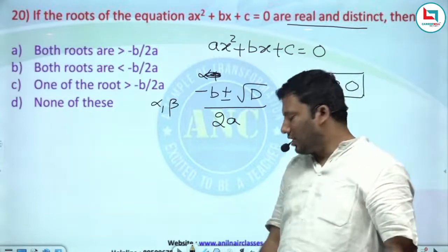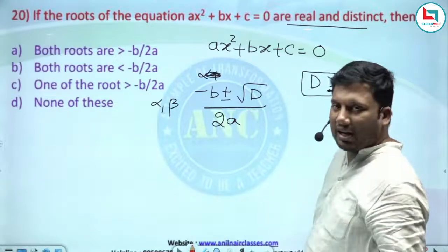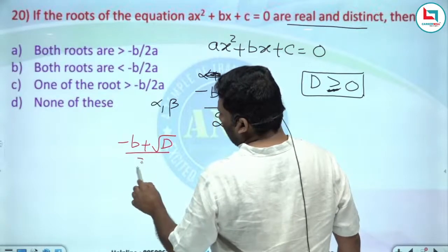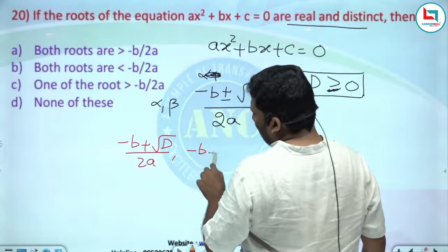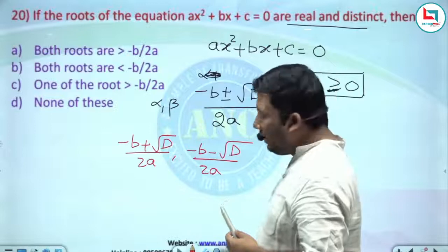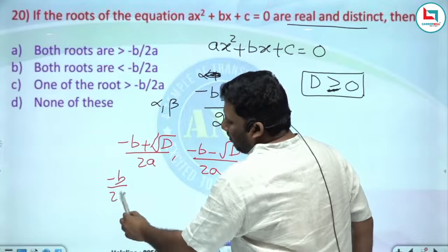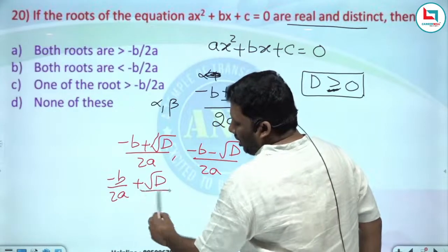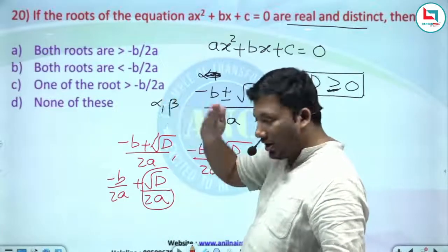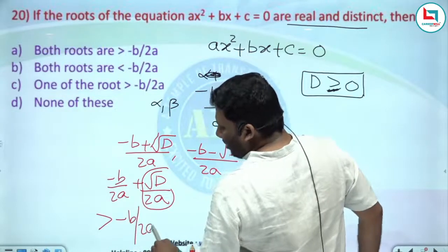He has not mentioned that roots are real and equal. Roots are real and distinct. D is greater than 0. So this will be minus b plus root of d by 2a. The next one will be minus b minus root of d by 2a. D is greater than 0, so it is positive. So it is minus b by 2a plus square root of d by 2a. D is positive. Minus b by 2a plus something. The value will be greater than minus b by 2a.